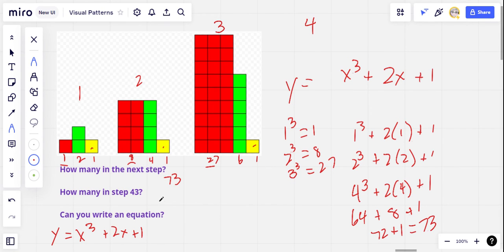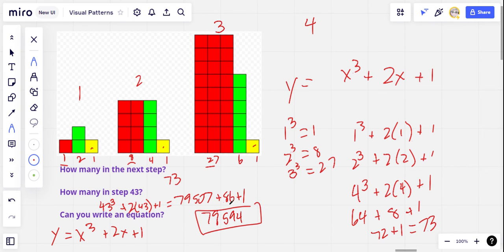Now, step 43, the math is a little bit more difficult. We've got 43 cubed plus 2 times 43 plus that 1. That's that yellow box again. So what is 43 cubed? I'm punching that into my calculator, and I am getting 79,507. That is a big number. We wouldn't have wanted to draw this pattern out. And let's see, 2 times 43, that's 86, plus 1. And that, I think, is going to be 79,594.